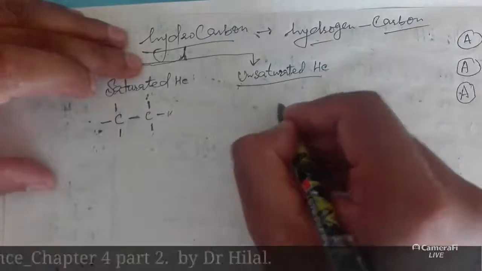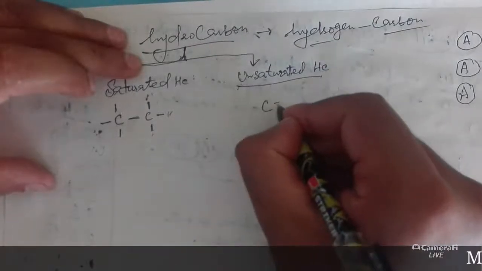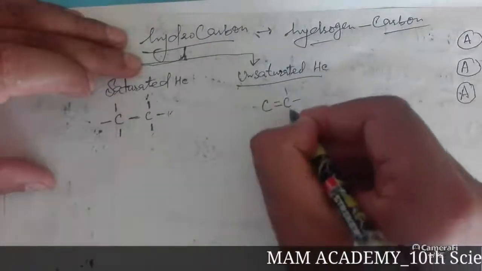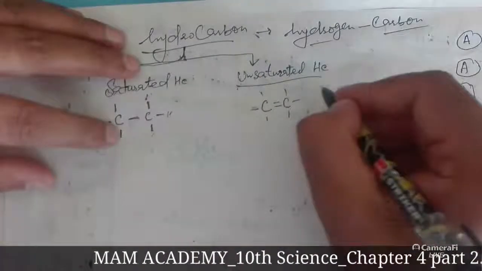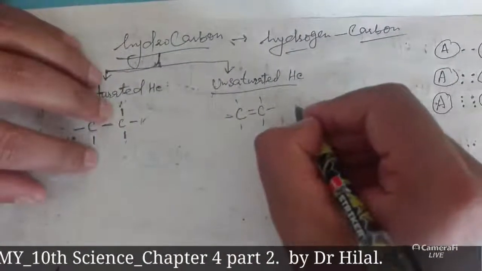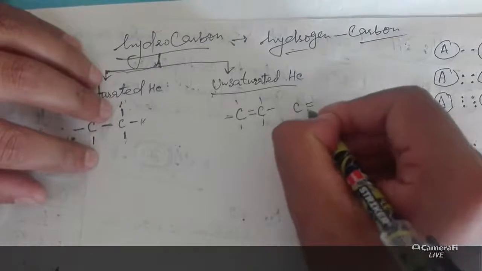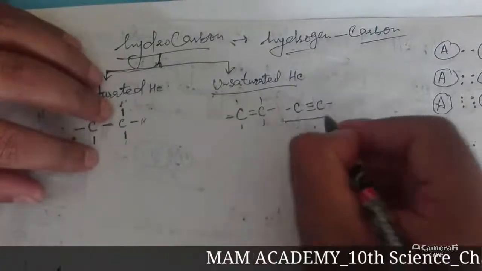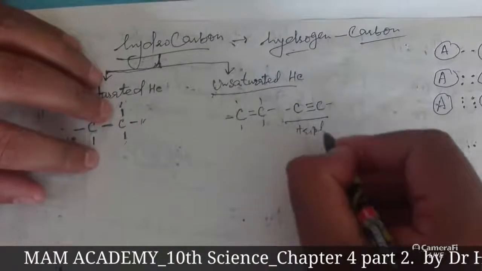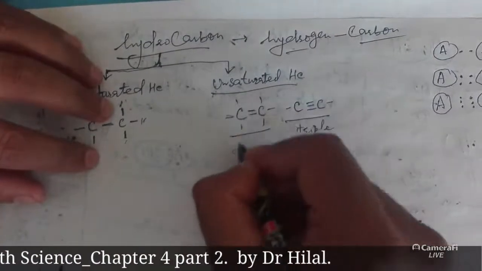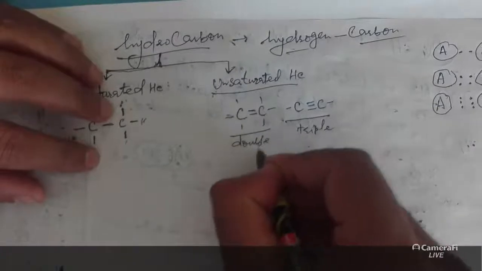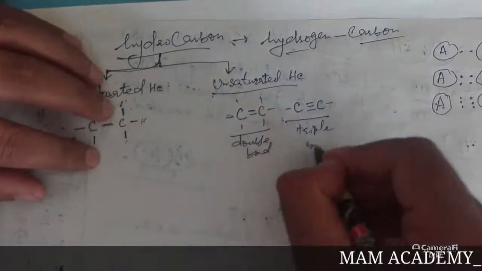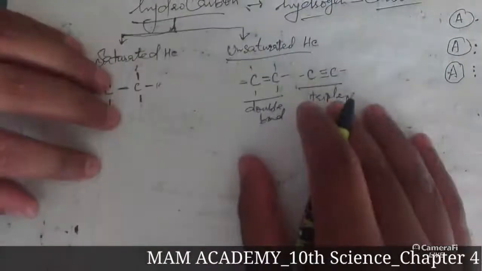In unsaturated hydrocarbons, carbon will be double bonded with carbon. Okay, it will form double bonds, or it can form triple bonds also. This is one carbon, this is one carbon, this is a triple bond and this is a double bond. So good students, this is all.